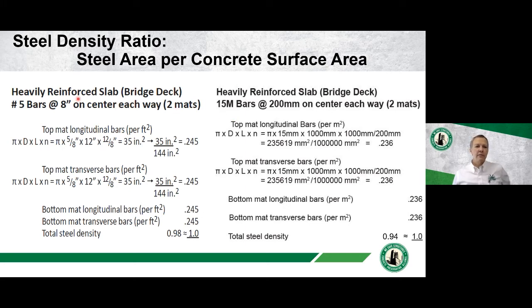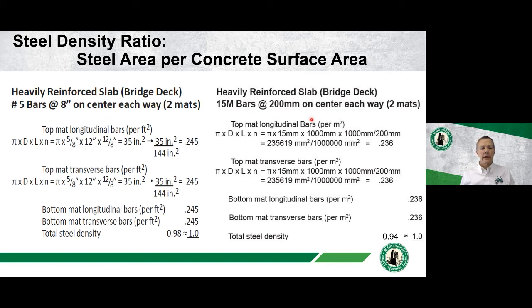This is a significantly reinforced concrete slab, such as a bridge deck, where in English units you might have number 5 rebars at 8 inches on center in both directions, and you've got 2 mats of steel. In metric equivalent, you're going to have 15 M bars at maybe 200 millimeters on center, again in both directions, and you've got 2 mats.